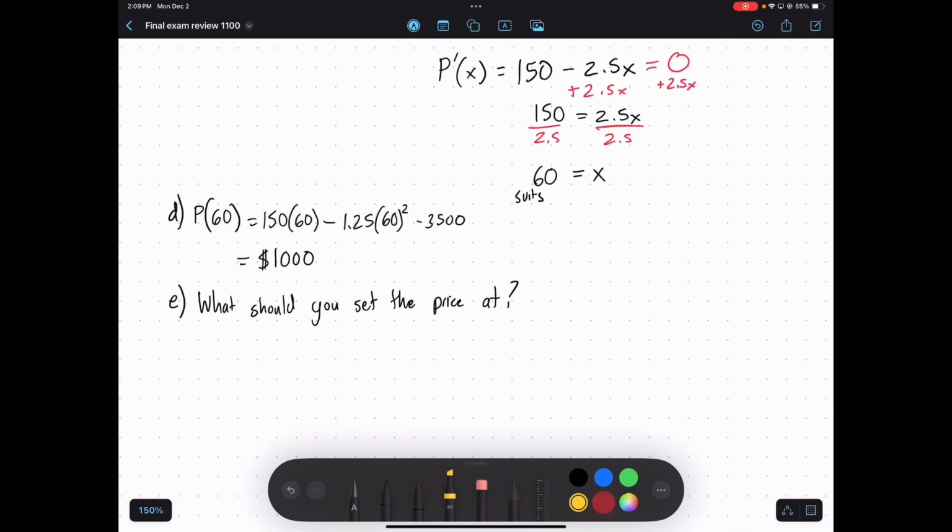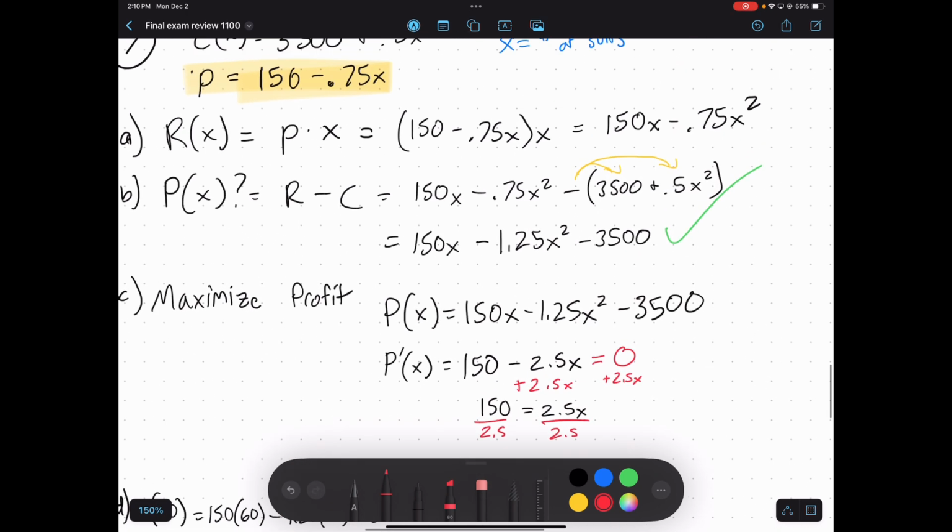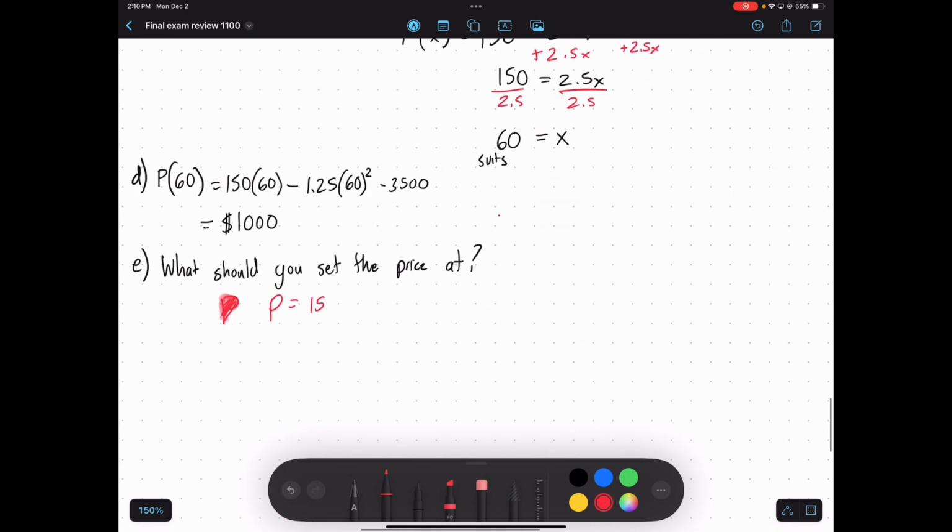Okay. So I get P is equal to 150 minus 0.75, and I know what my x value is. My x value is 60. Plug that in, and I get $105. So I should sell them at $105 to maximize my profit at $1,000. Cool.